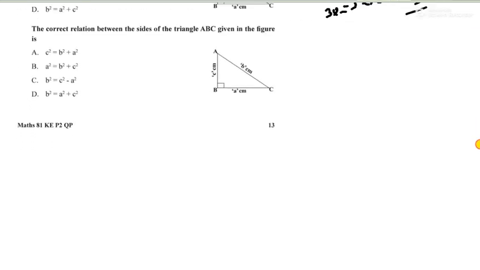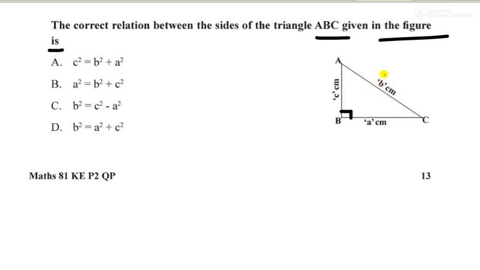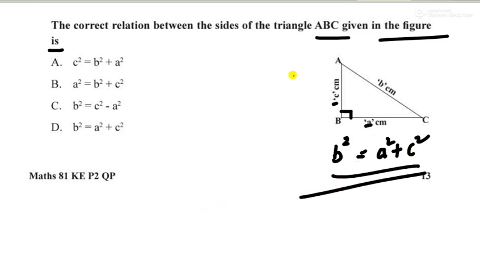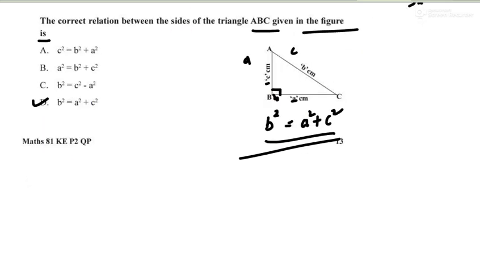Okay, next is question number 35. The correct relation between the sides of triangle ABC in the given figure. So the given figure is a right angle triangle. So here you have to use Pythagoras theorem. So what does it say? Hypotenuse square, here it is b square, should be equal to the sum of the other two squares, so a square plus c square. Here they have given a and c, so this is the answer. Don't assume yourself this is a, b and c. Whatever they have given, follow that. So b square is equal to a square plus c square. Option number D is the correct choice.